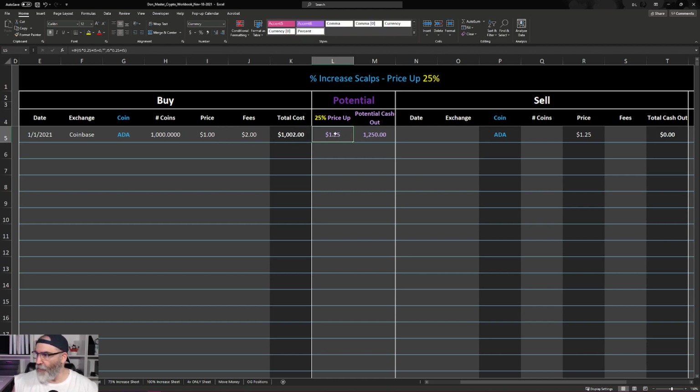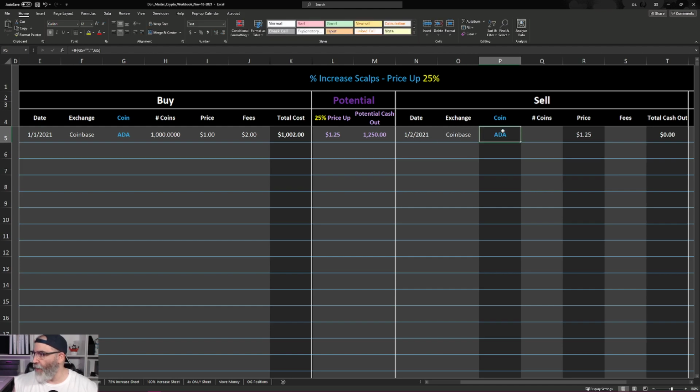Now you are waiting for the coin to go to $1.25, and it's showing you what your cash out is going to be total, which is you put in $1,002, you're going to cash out $1,250. Now let's say the next day, 1/2/2021, the price action did go up to that number.